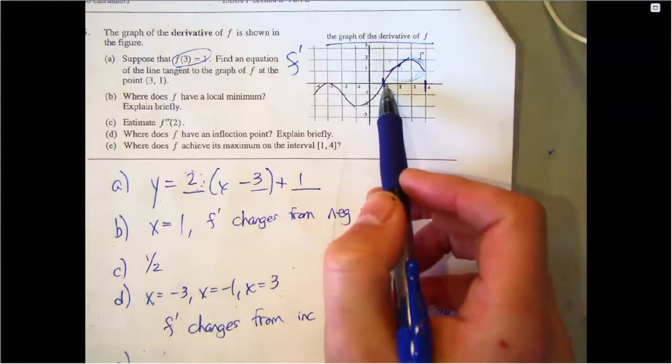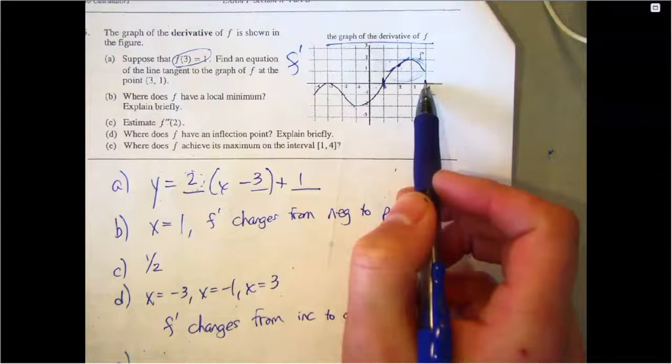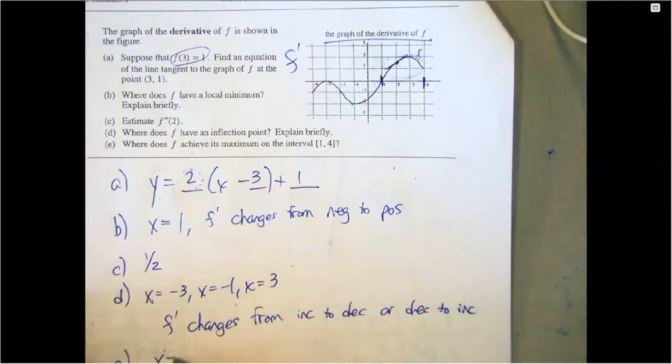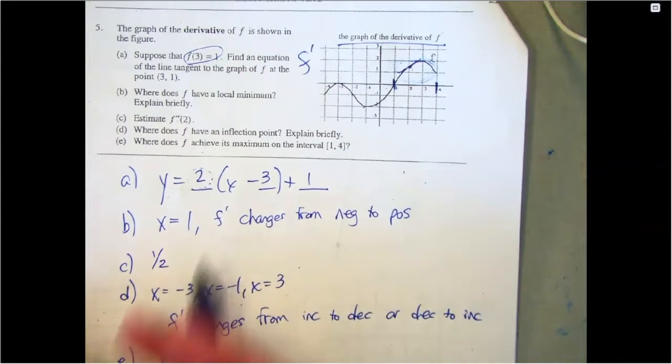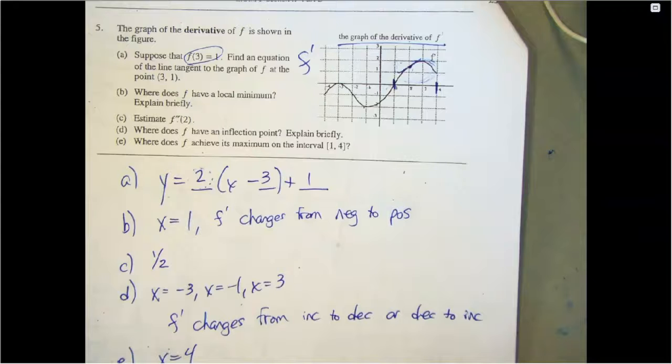And so if F is increasing this entire time, where is it the biggest? It's going to be at the end, which is x equals 4. They didn't ask you to explain that, but if you did, you would just say because F is increasing over the entire interval.